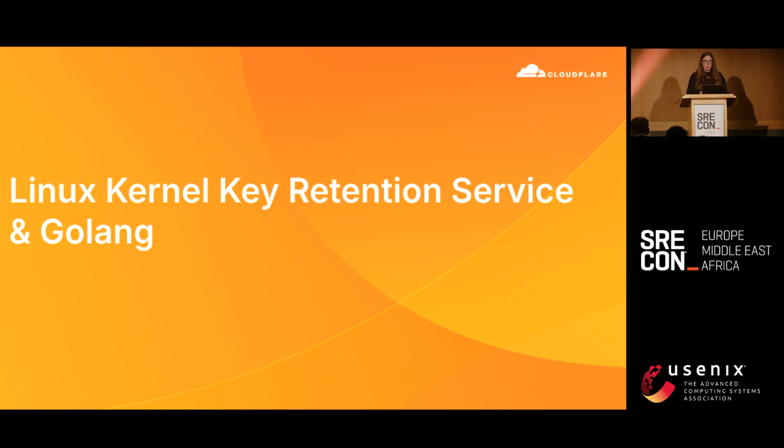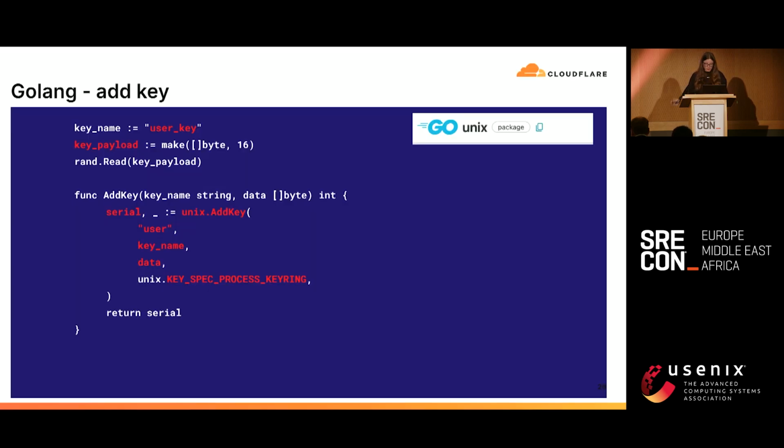I will stop the theoretical part about the keystore here, as the aim of this talk is to give you some practical examples of how we can integrate with the Linux kernel key retention service, and I will show you some code snippets. The first one is written in Golang. I would recommend you use the package called unix. It provides integration with the Unix system calls. It already has a predefined function for adding a key to the Linux kernel. It's called unix.AddKey.